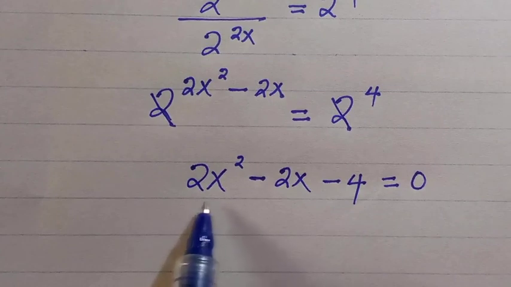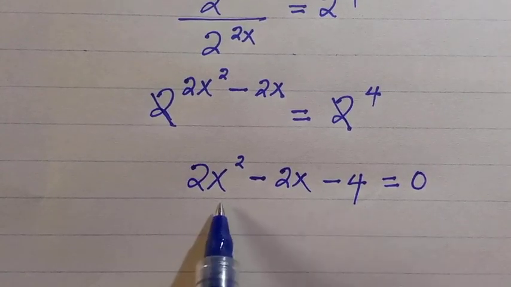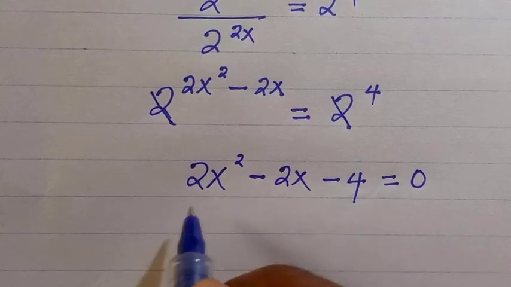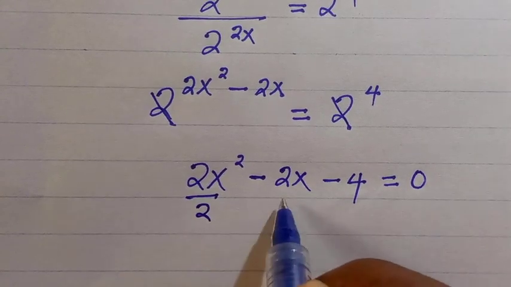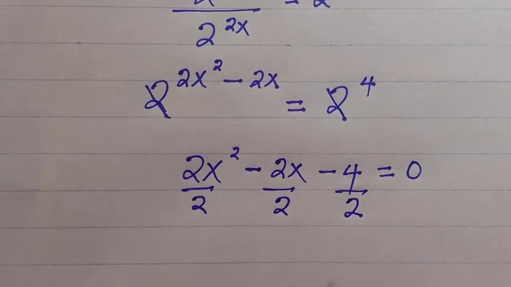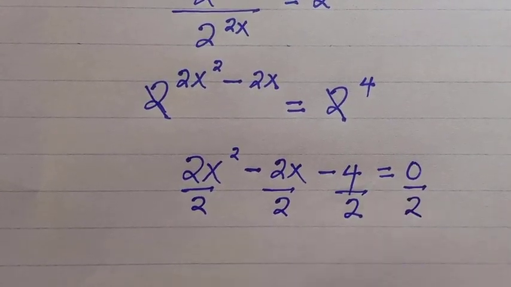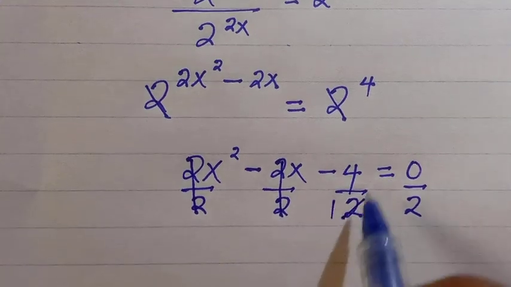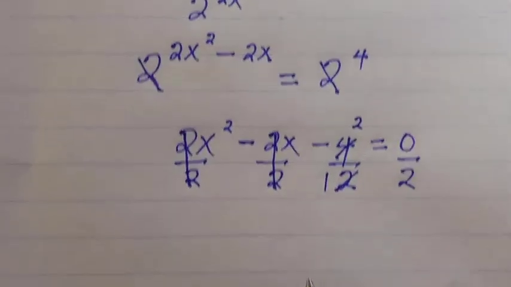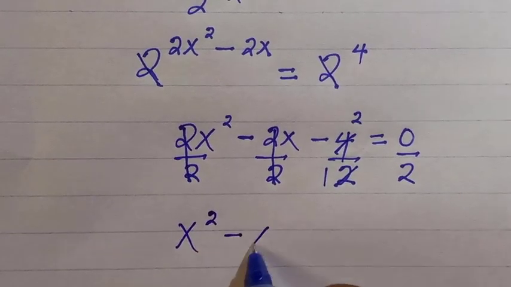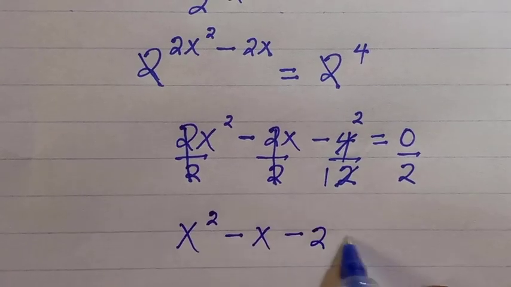So here we have a common factor, which is 2. By taking out 2, or let's say I divide everything by 2, this divided by 2, this divided by 2, and this also divided by 2. So again, we divide this one by 2. So this cancelled, and the 2 here is 1, and the 4 here is 2. We have this as x squared minus x minus 2 equals 0.